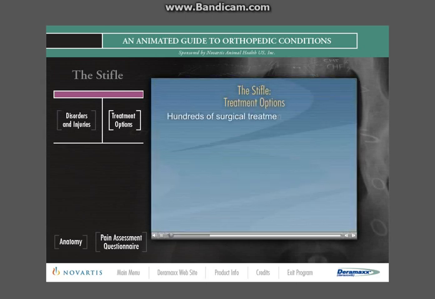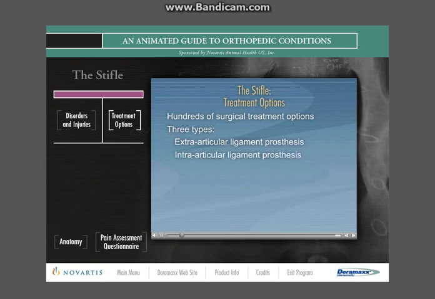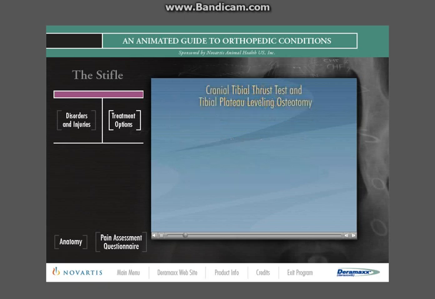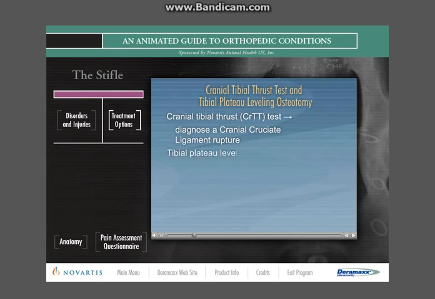Although there are hundreds of reported surgical treatment options to repair a CCL rupture and other conditions within the dog's stifle joint, they can be broken down into three types: extra-articular ligament prosthesis, intra-articular ligament prosthesis, and anatomic alteration of the stifle. As mentioned earlier, the cranial tibial thrust (CTT) test helps to diagnose a CCL rupture. After diagnosing the damaged ligament, tibial plateau leveling osteotomy surgery provides an option to stabilize the joint.